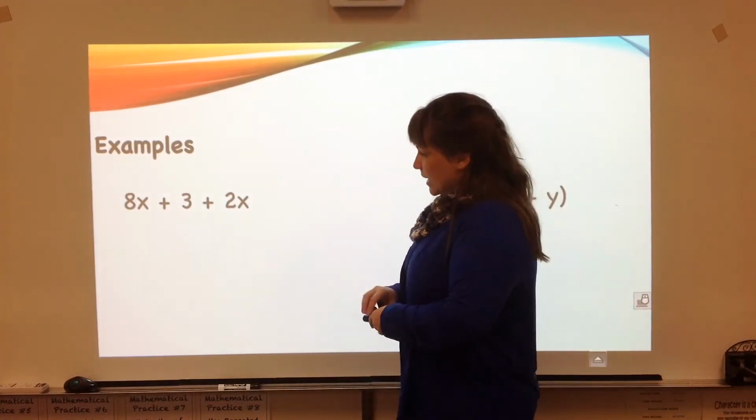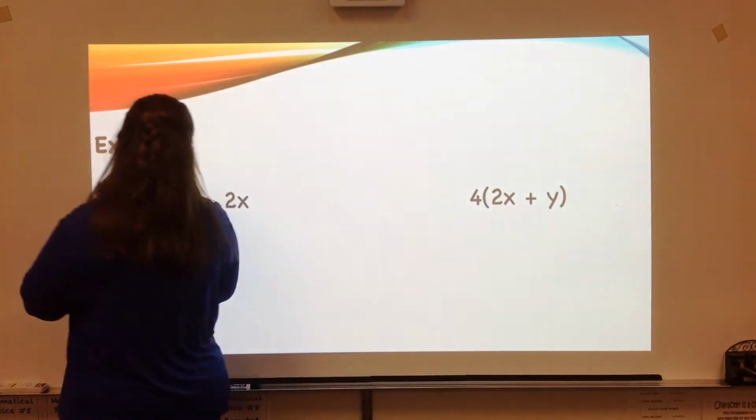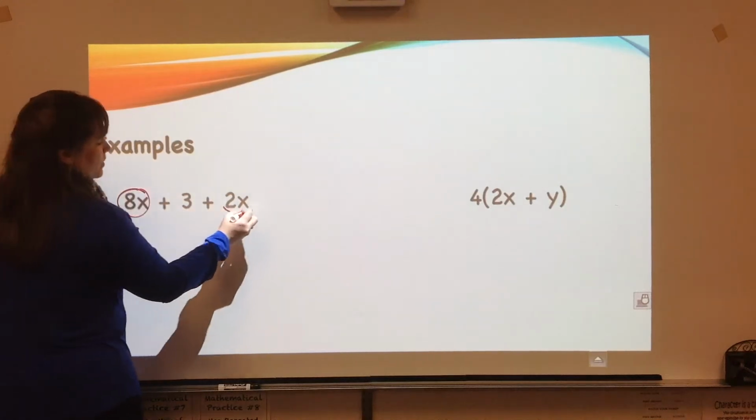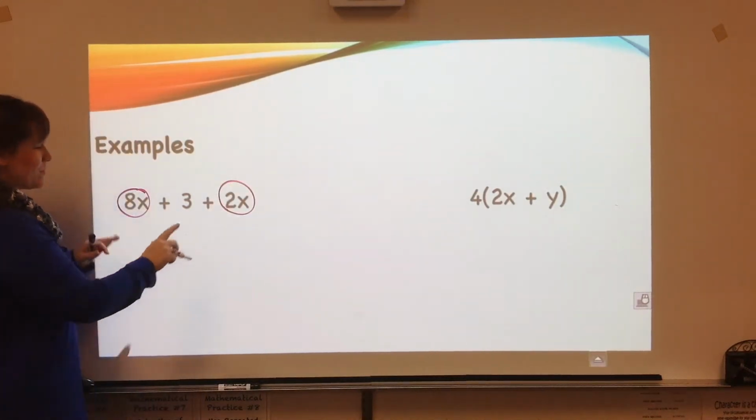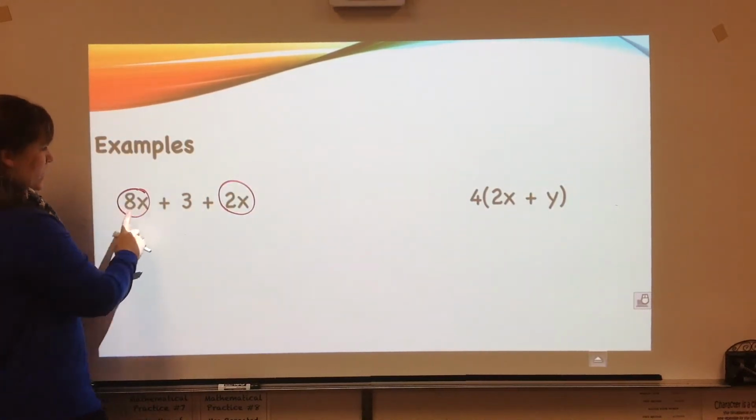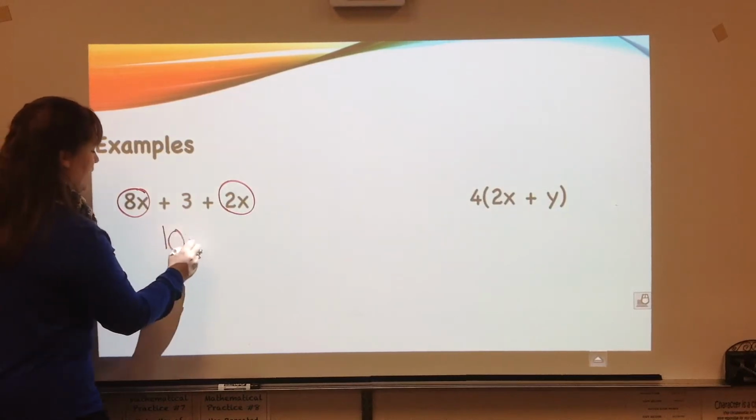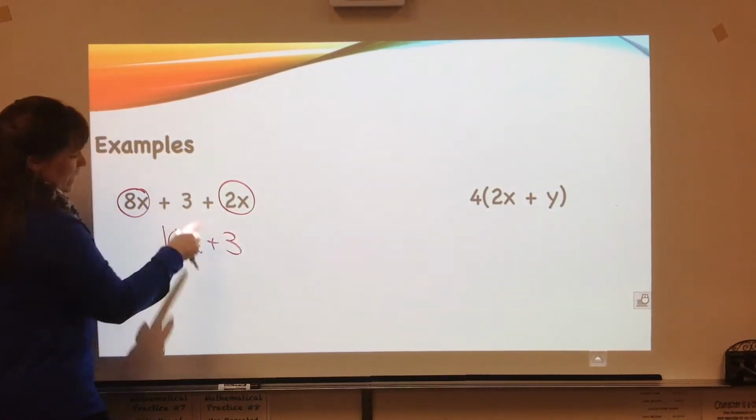This one has a constant, and unfortunately we only have one constant. So we can't combine the constant, but we can combine the x's. So 8x and 2x is 10x, and we just have to bring down the 3.